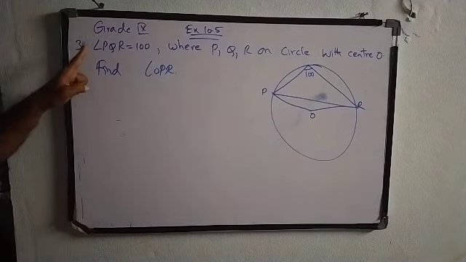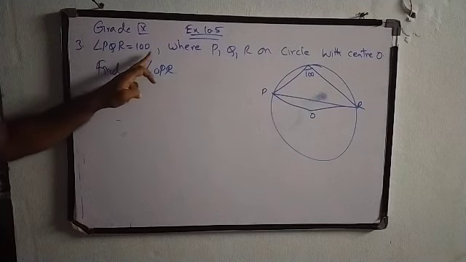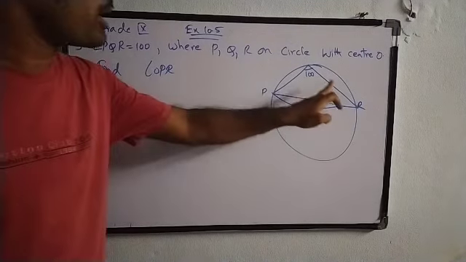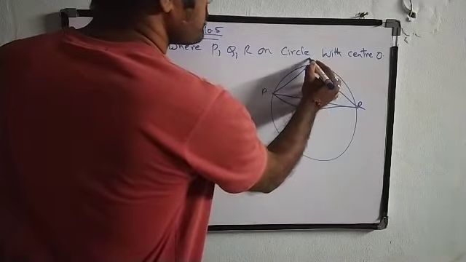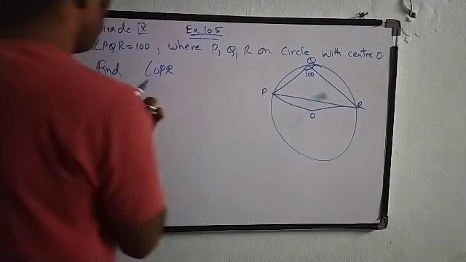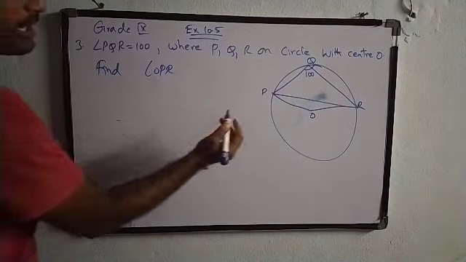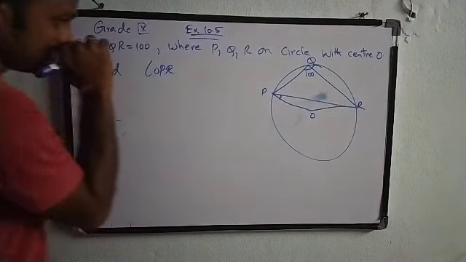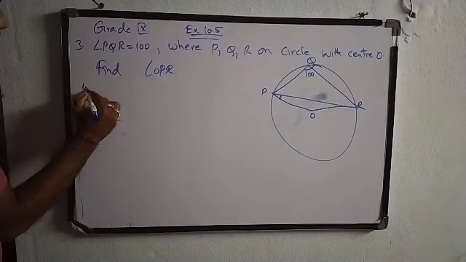Exercise 10.5, third question. The question is: angle PQR is equal to 100 degrees, where P, Q, R are on the circle with center O. We need to find angle OPR. So let us start doing the solution for this.